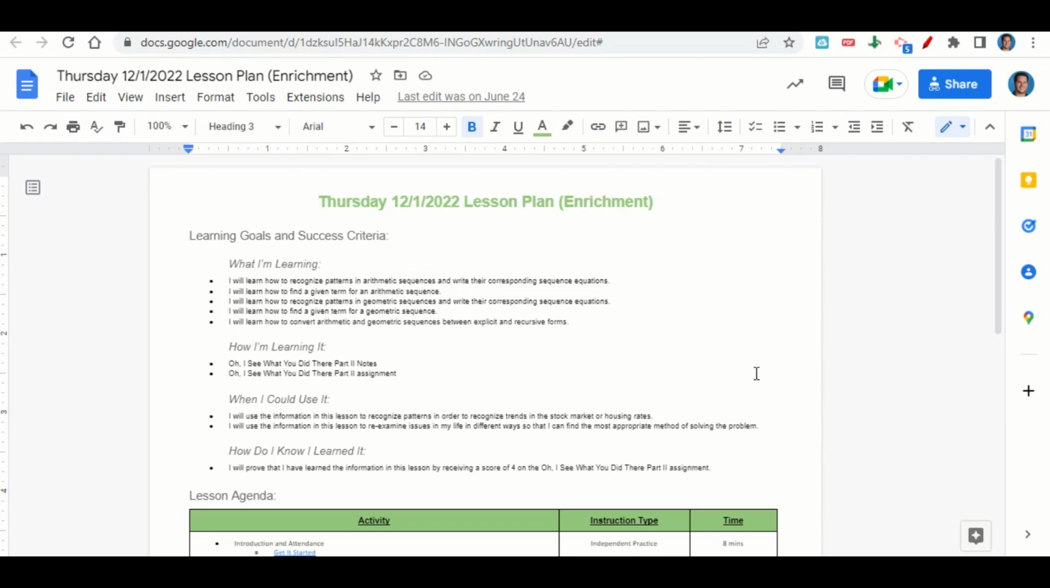How are we learning it? Through the "Oh, I see what you did there Part 2" notes and the "Oh, I see what you did there Part 2" assignment. When can we use this information? To recognize patterns in order to recognize trends in the stock market or housing rates, and to re-examine issues in your life in different ways so that you can find the most appropriate method of solving the problem. How do you know you learned it? By getting a score of 4 on the "Oh, I see what you did there Part 2" assignment.